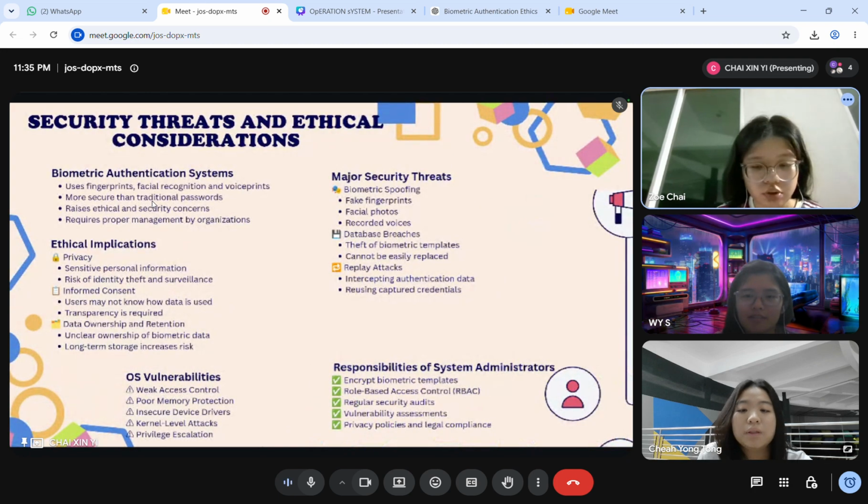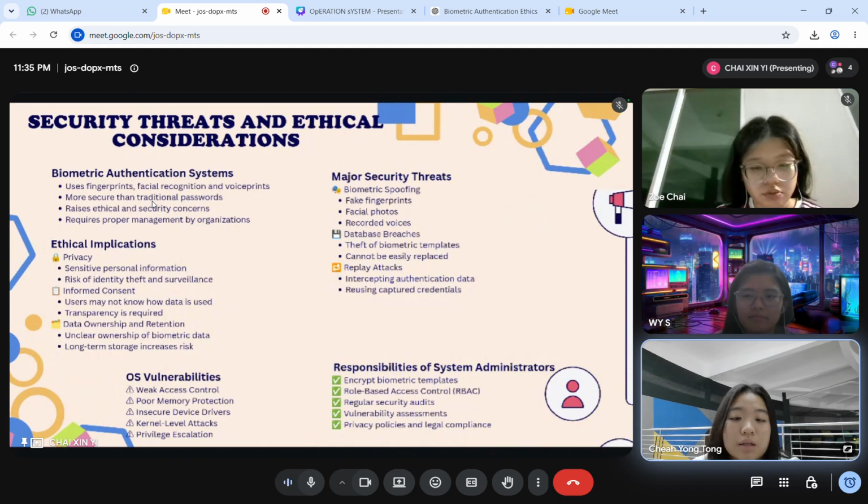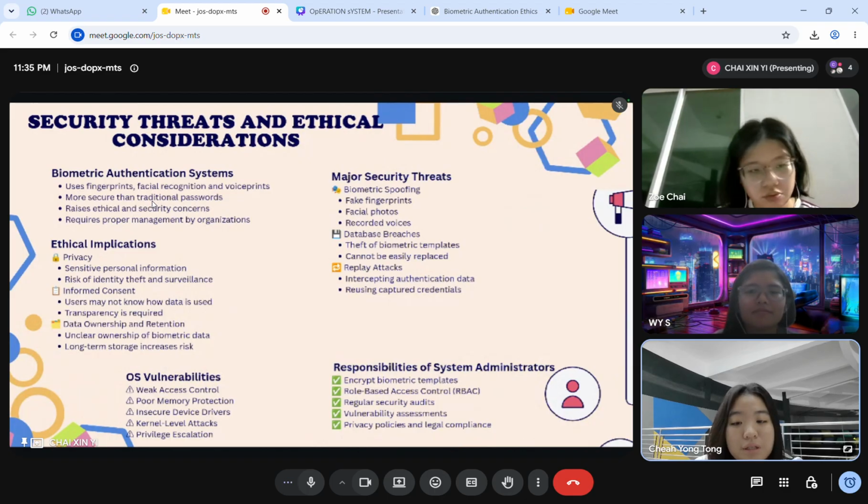Today, I will be discussing the security threats, ethical considerations, and practical impacts of biometric authentication system. Biometric authentication systems such as fingerprint recognition, facial recognition, and voice authentications are widely used in modern operating systems because they provide stronger security than traditional passwords. However, several ethical concerns need to be considered.